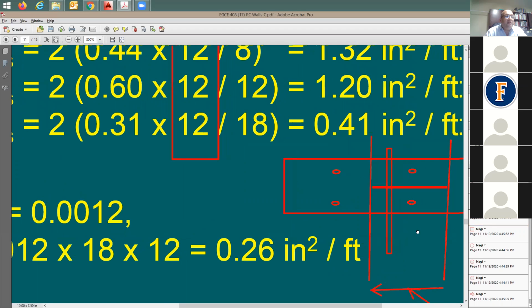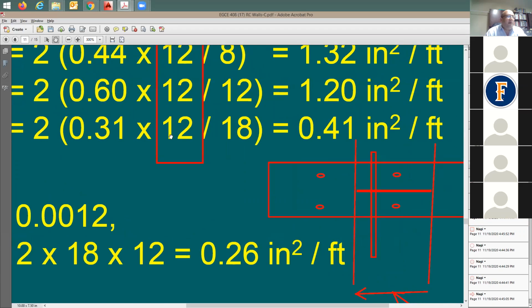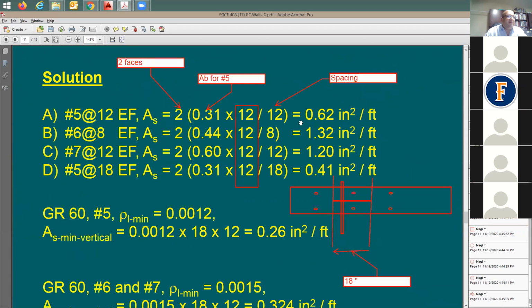You say, now I'd like to see it for a foot. So what do you need to do? Multiply by this 12. So at the end, this reinforcement is going to be 0.62, let's say in this case, square inches per foot.